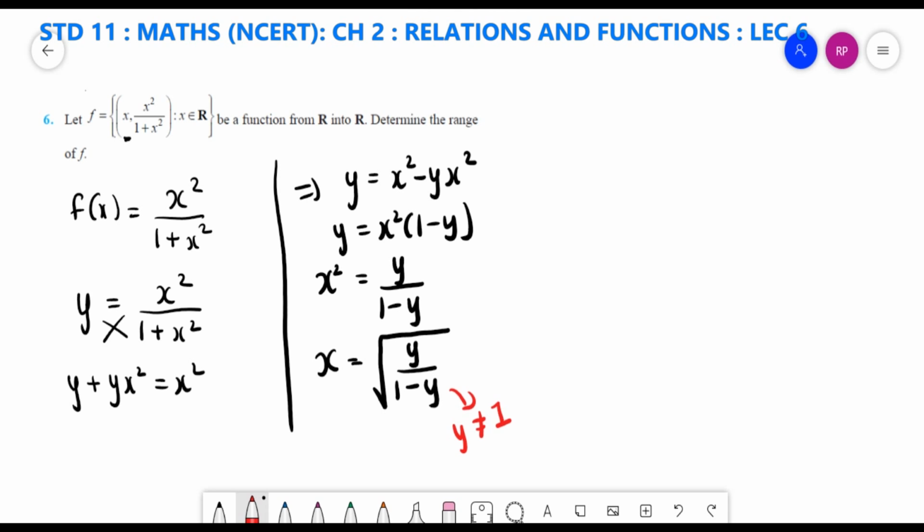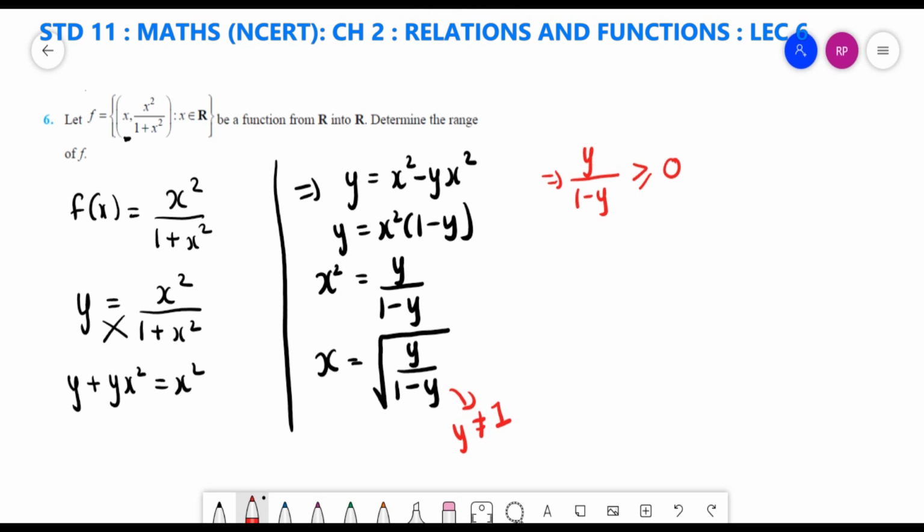Okay. Now see, this is a square root. x is equal to square root of y upon 1 minus y. Now we know that a square root is only possible if the expression inside the square root is greater than or equal to 0. So what does this imply? y upon 1 minus y must be greater than or equal to 0. Only then is it possible to take the square root, because a square root can never be negative.